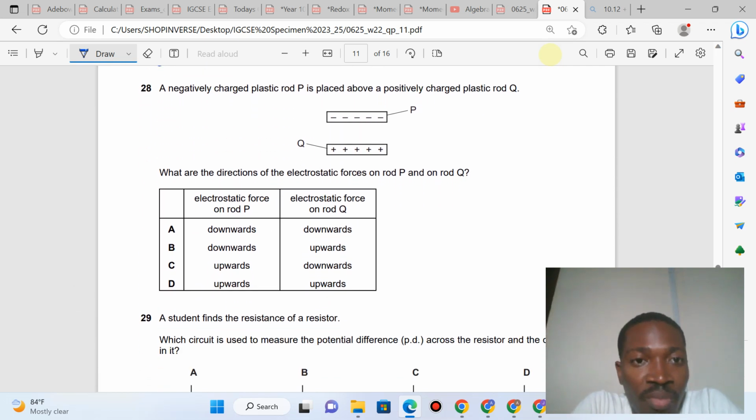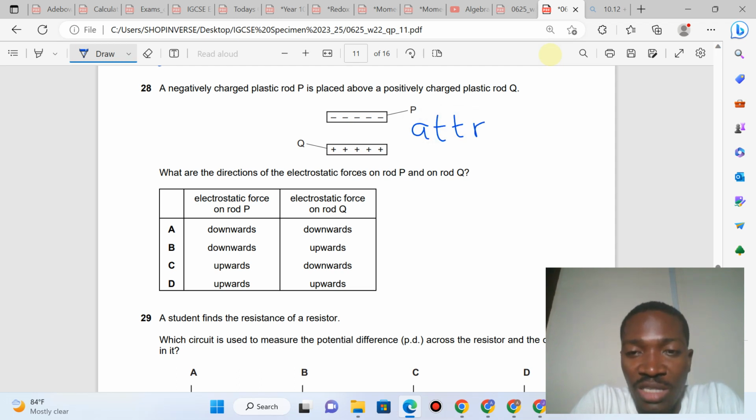Number 28. A negatively charged plastic rod P is placed above a positively charged plastic rod Q. What are the directions of the electrostatic forces on rod P and on rod Q? Q is positively charged, P is negatively charged, and take note that since they are of opposite charges, what happens? There will be a force of attraction.